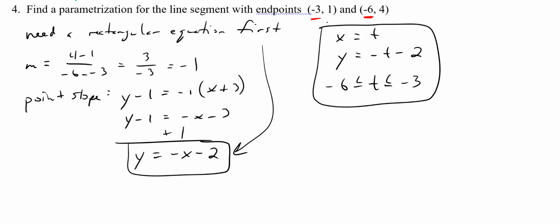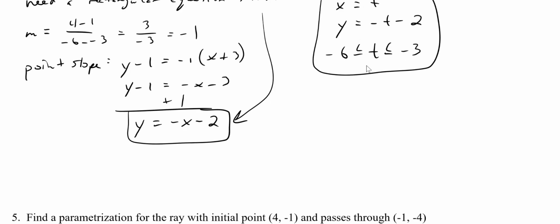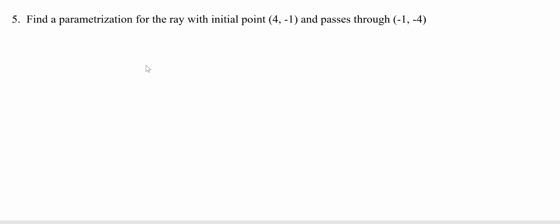Okay, not bad. Okay, so last one here. Number 5, find a parameterization for the ray. Now that's interesting. Let's highlight that because it's important as opposed to a line segment. With an initial point of (4, -1), and passes through (-1, 4). All right, so just to put here, this is not a line segment, which is what we did right before.